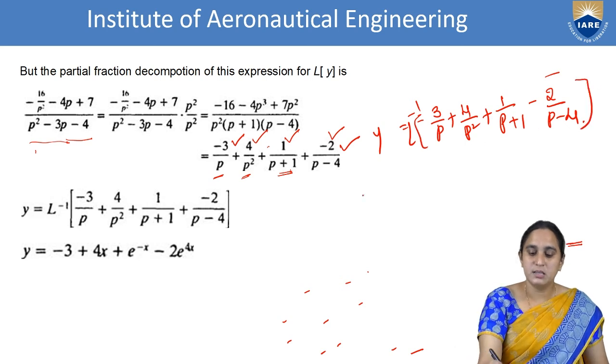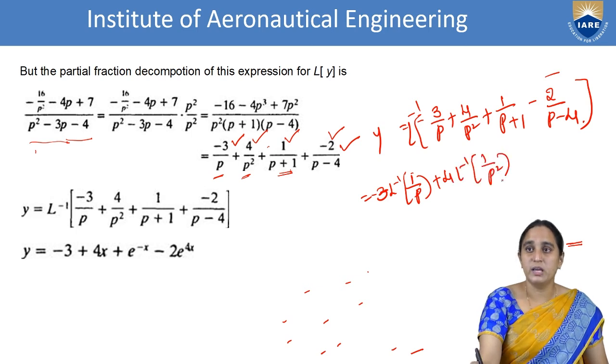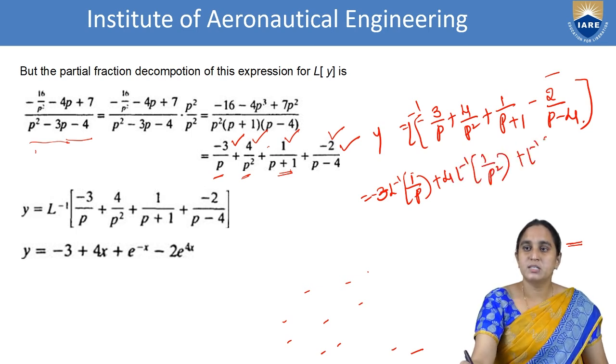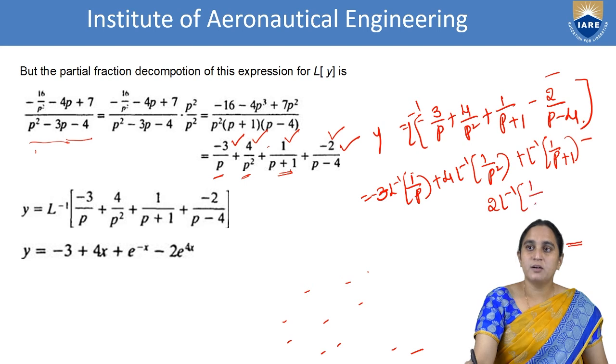Laplace inverse. That is, minus 3 times Laplace inverse of 1 by P, plus 4 into Laplace inverse of 1 by P square, plus Laplace inverse of 1 by P plus 1, minus 2 into Laplace inverse of 1 by P minus 4.